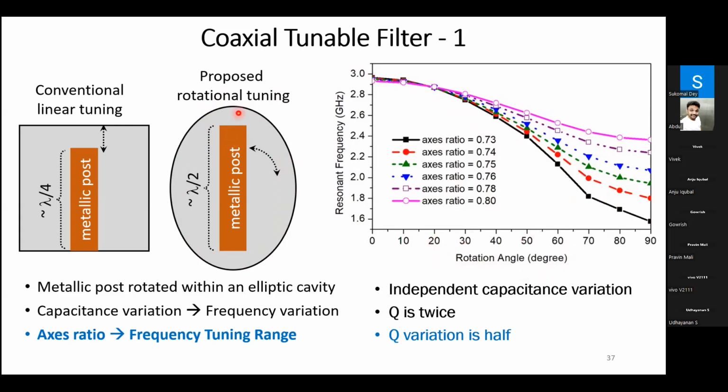There are two degrees of freedom, the major axis and the minor axis, or the axial ratio and the major axis. By controlling the axial ratio, we can have different tuning ranges. We can go from 3 gigahertz to 2.4 gigahertz, or from 3 gigahertz to 1.6 gigahertz. So the tuning range is within our control. The added advantage is the Q is twice that of the conventional resonator because the size is double, right? So naturally the Q doubles, and the Q variation is half. This was another benefit of the proposed resonator.